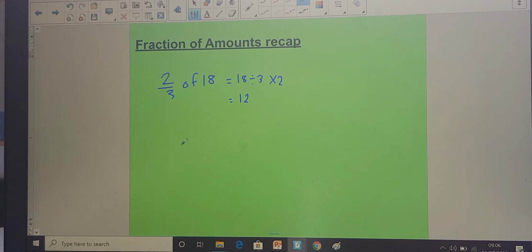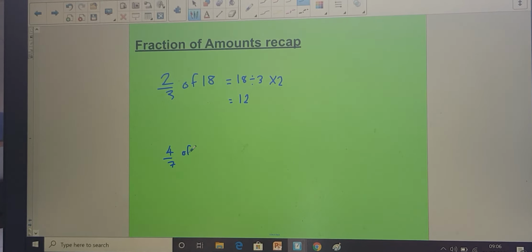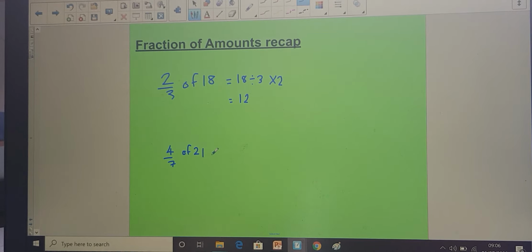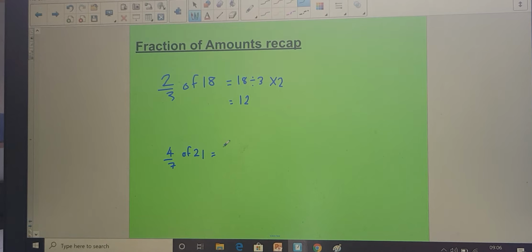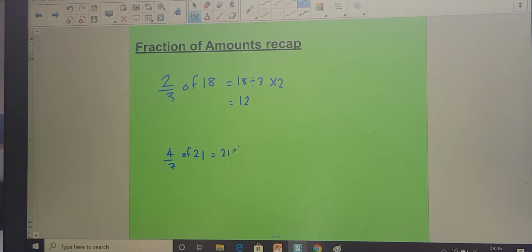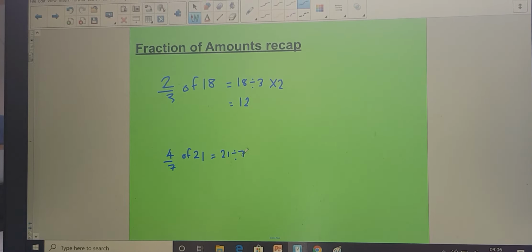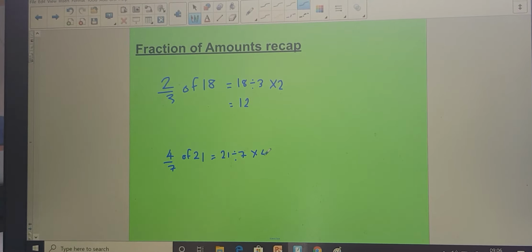So another example might be 4/7 of 21. 21 divided by 7 is 3, then times by 4 will give me an answer of 12. So I basically said that 4/7 of 21 is 12.